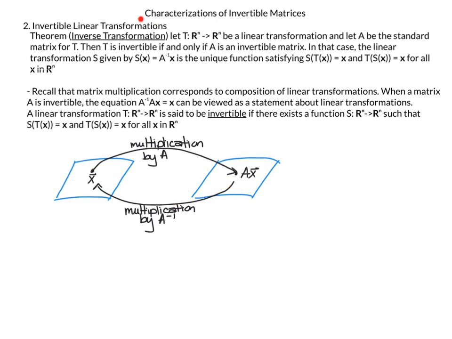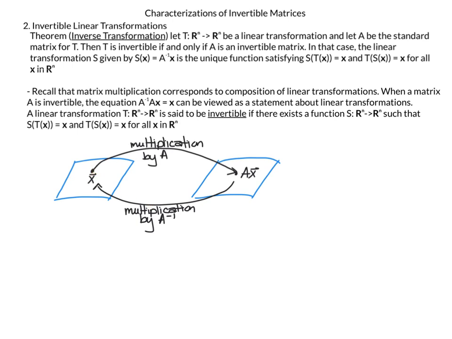So to get to the definition of inverse transforms, we want to recall that matrix multiplication corresponds to compositions of linear transformations. So in other words, when we multiply by A, and then we multiply by B, we do another mapping over to Rn. So that's like composition of linear transforms. And when a matrix A is invertible, then the equation A inverse A can be viewed as a statement about linear transformations. In other words, we can view this as A times X, which brings us here, and then we take AX, and then we apply this transform, A inverse, and that brings us back to X.